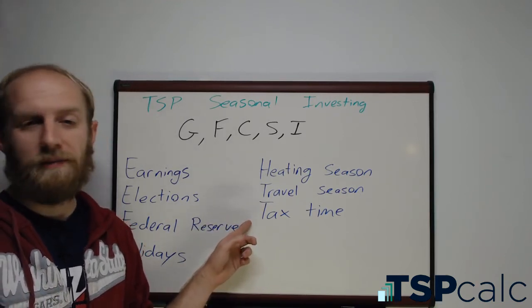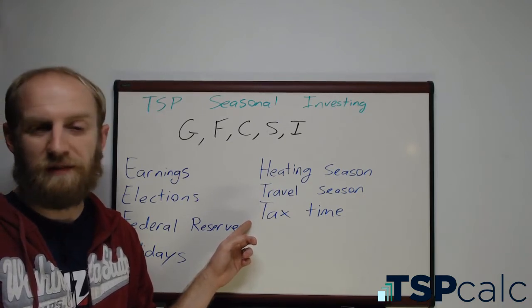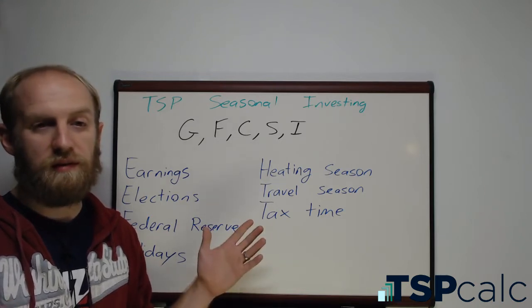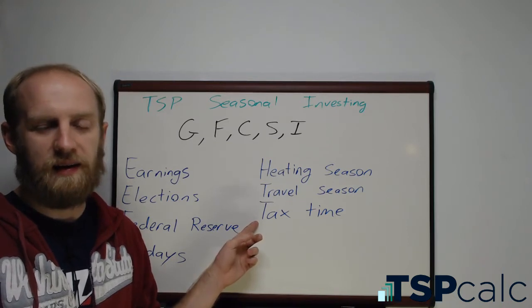Tax time, okay? Every April, how many Americans are there? 300 million Americans, and the vast majority of them get a refund in April. So what are they doing with their refund? Well, usually they go spend it. So tax time can impact the stock market.